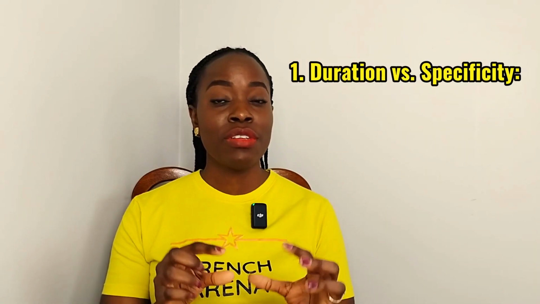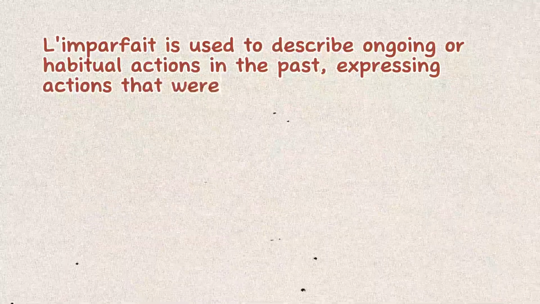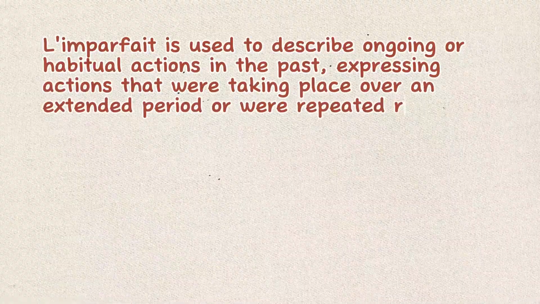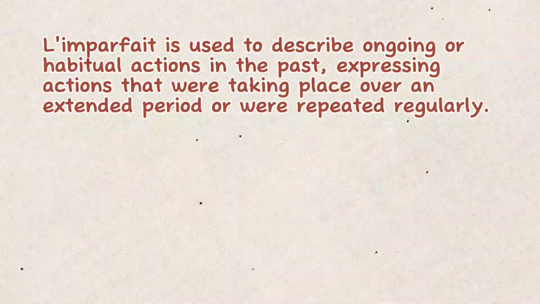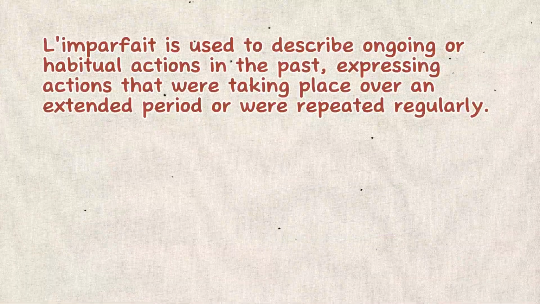Now that you understand how to define le passé composé and l'imparfait, let's delve more into understanding what makes each of them unique. Let's take a look at the first point, duration versus specificity. The imparfait, like I said, is used to describe ongoing or habitual actions in the past, expressing actions that were taking place over an extended period or were repeated regularly. This is what the imperfect tense does.